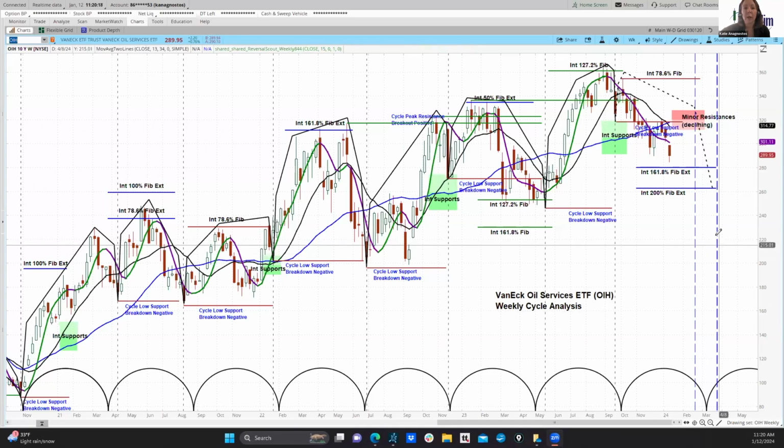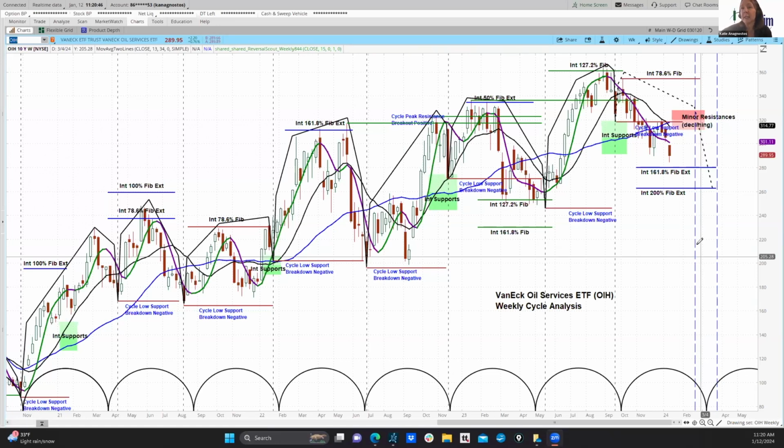Over here on the right, we have blue vertical dashed lines, and those show the period of time around the next ideal cycle trough when we would expect this current intermediate cycle in OIH to form a low and begin to move up again into the rising phase of the next cycle. So that period of time runs from February 26th to April 5th. So we do still have some time to go.